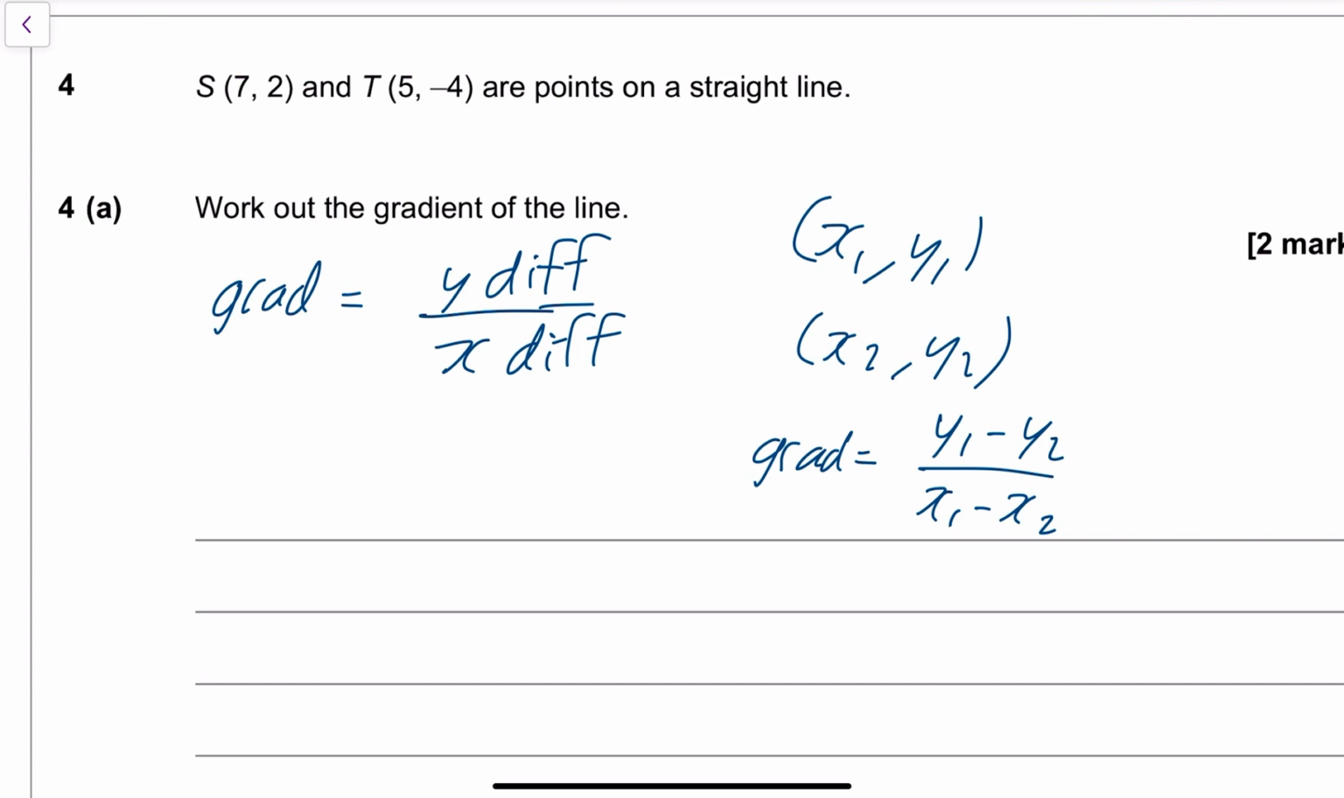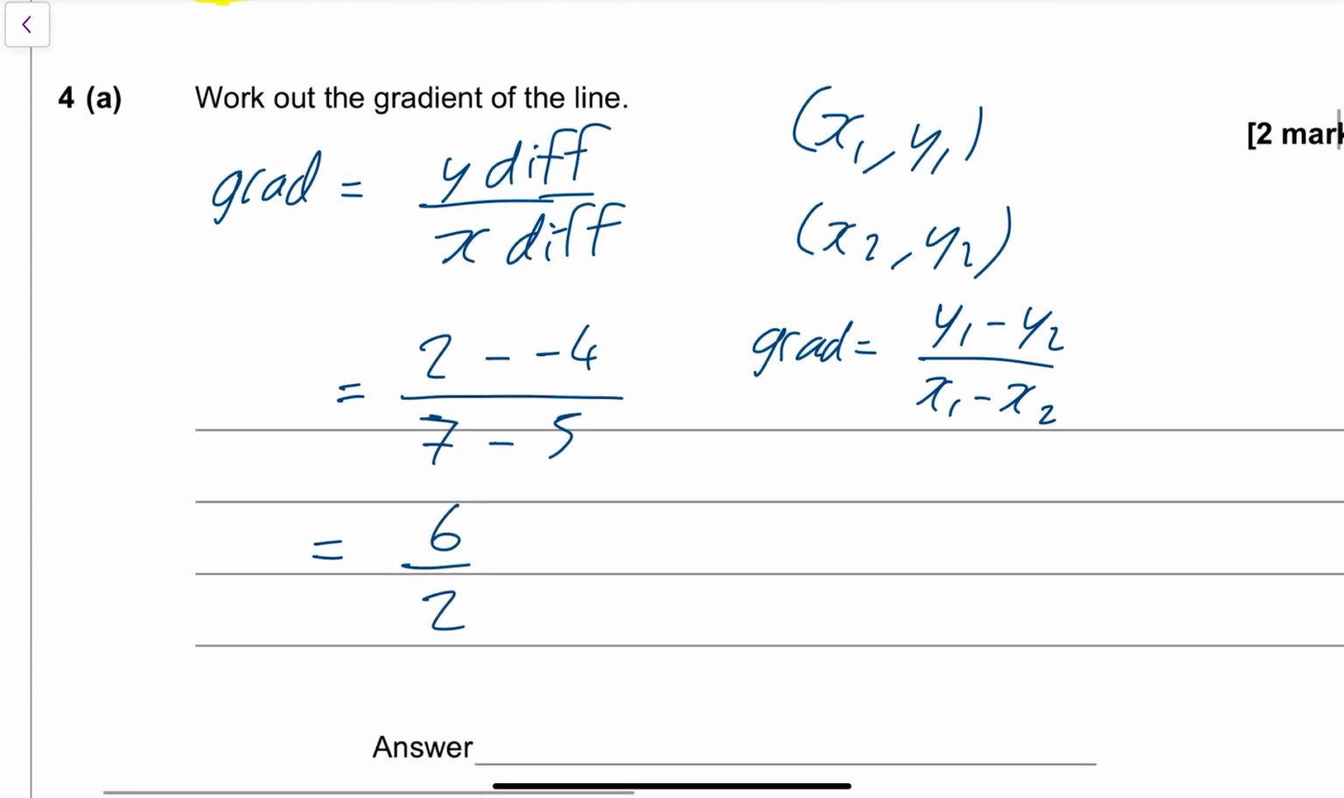You may also want to draw a diagram. I'm hoping you're better than having to draw a diagram here, to be quite honest. So we're going to just do it my way. So the y difference. The big thing is I'm going to start with this coordinate here, so 2 minus 4. I start with it on the bottom for the x's, 7 minus 5. Tidy that up. 2 minus 4 is 2 plus 4, which is 6. 7 minus 5 is 2. So my gradient works out to be 3.